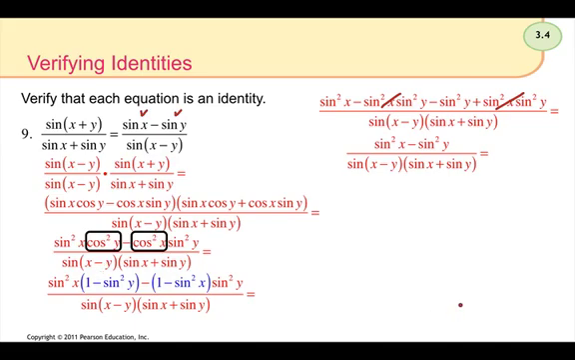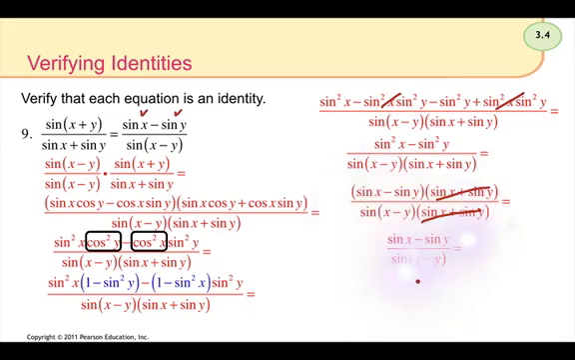From here, I notice that this is the difference of perfect squares. So I'm going to factor that. This is what I get. And once you look at the numerator and the denominator, you should be able to spot that these 2 cancel out, and you're left with the following, which is equal to the right hand side. This concludes video 3.4.